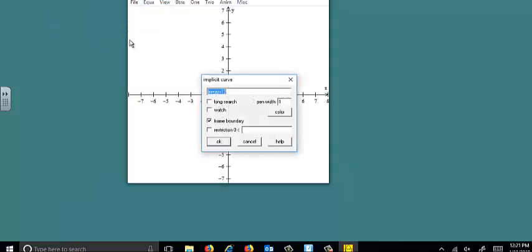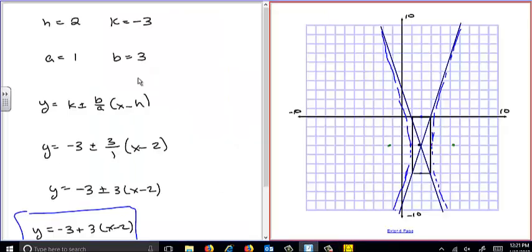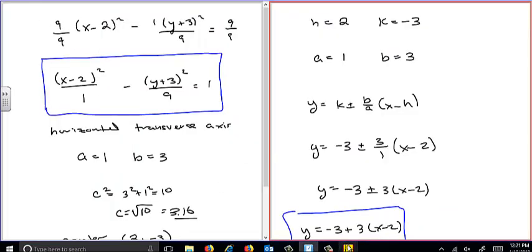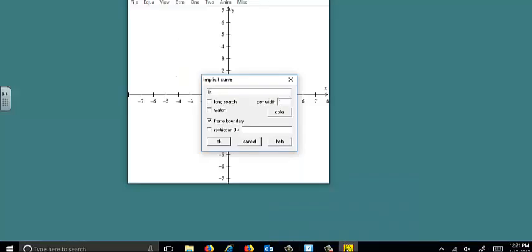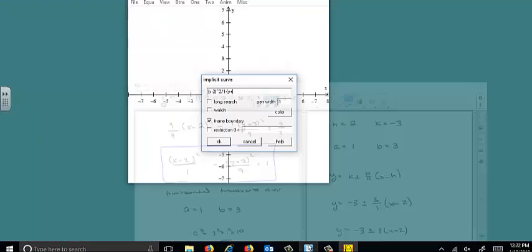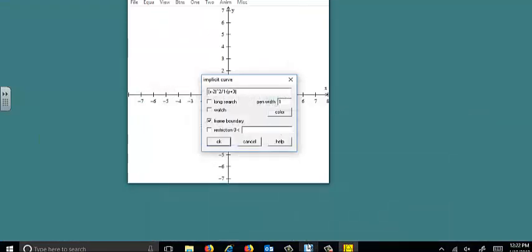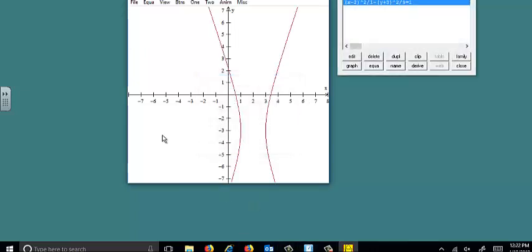So we're going to do an implicit equation, and the equation was, already forgotten it again. (x minus 2) squared divided by 1, minus (y plus 3) squared divided by 9, equals 1. Okay, so there it is. So you can see the hyperbola.